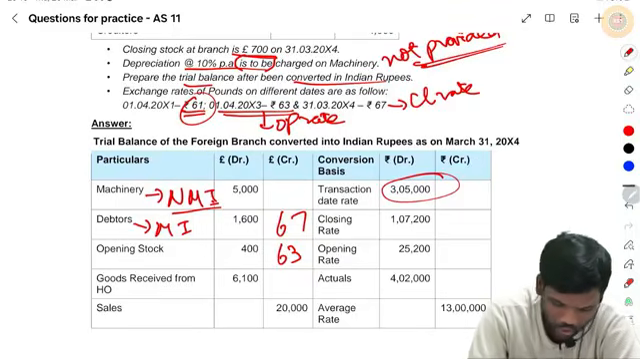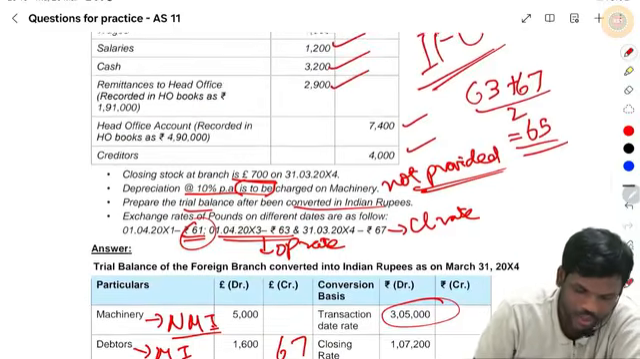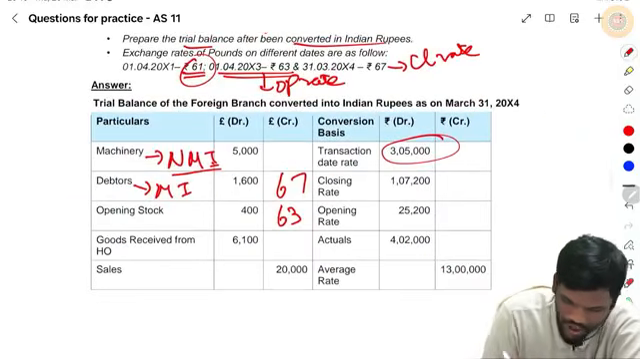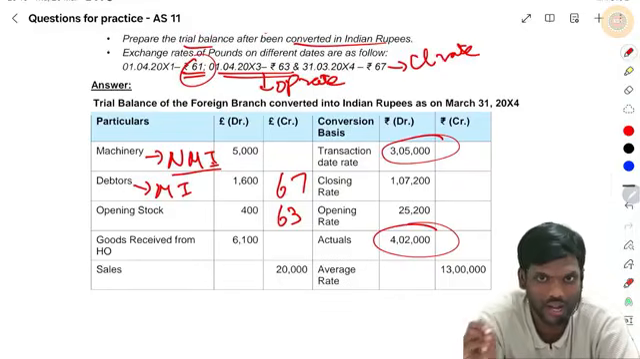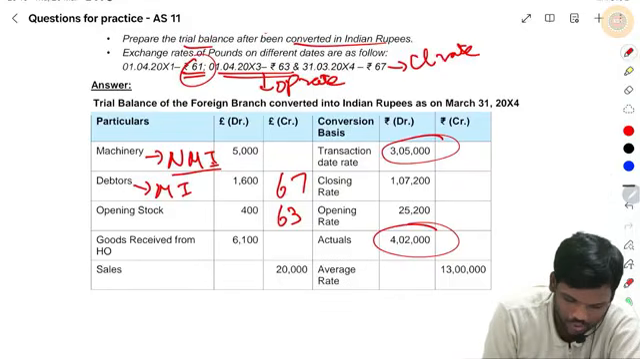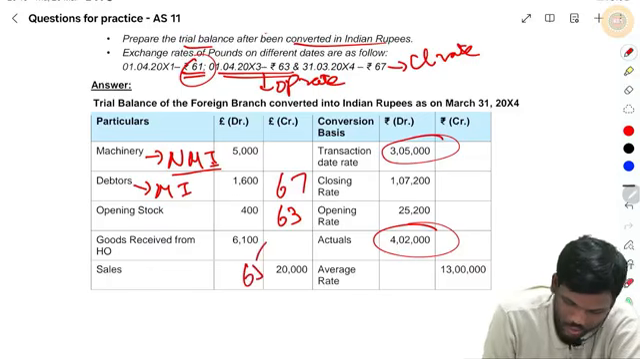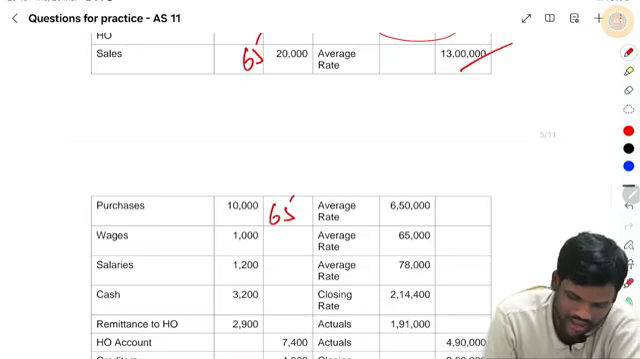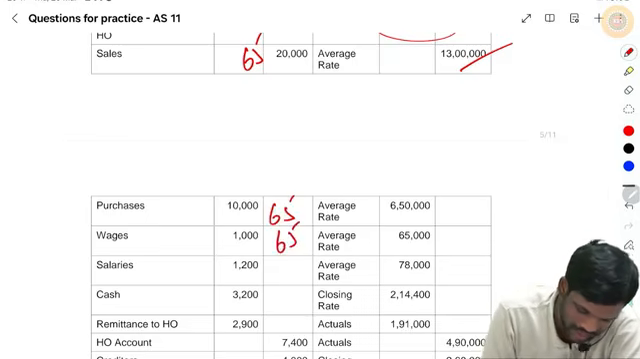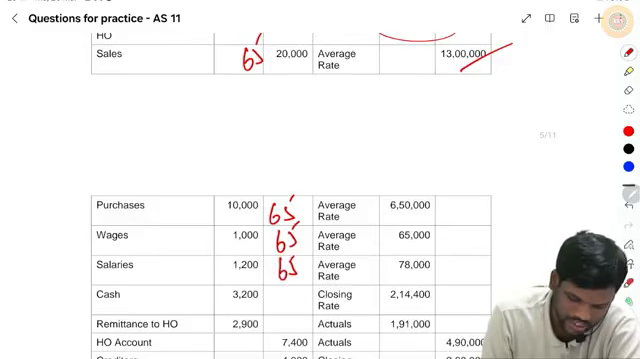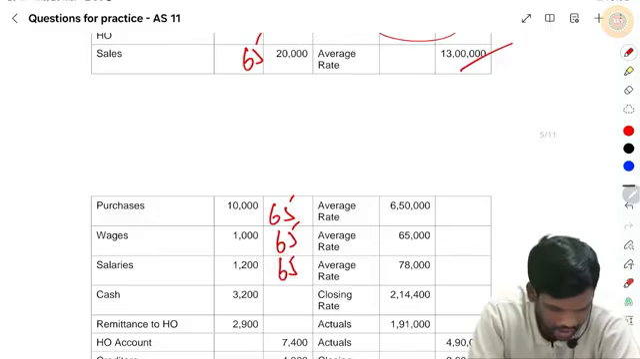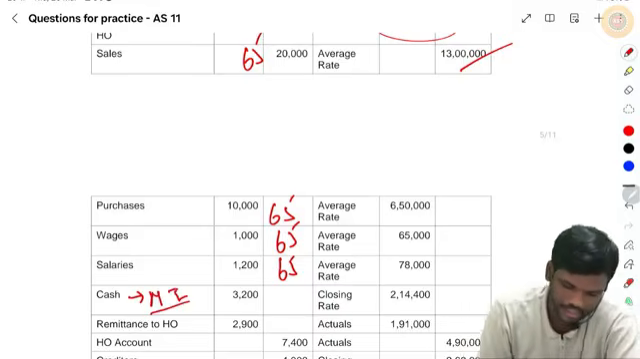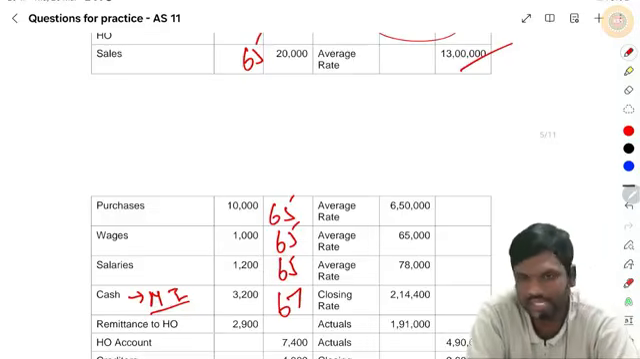Goods received from HO, there is no need to convert because you already know the INR amount in head office books. So use that same INR amount from the head office books. Don't translate again. Sales, it is income, so we will use average rate, which is 65. So 20,000 into 65, 13 lakhs. Purchase is an expense, again we will use average rate. Wages is an expense, average rate. Salaries is an expense, average rate. We will multiply and find out the INR amount. Cash is a monetary item. Remember, cash is a monetary item. It should be converted using closing rate, which is 67.